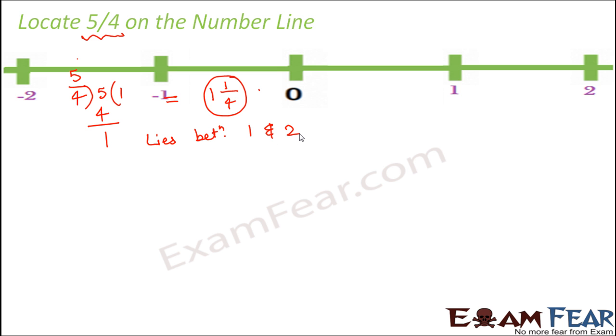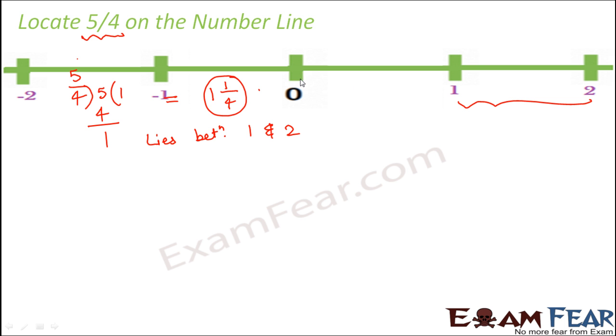So let us draw the number line. We have magnified the number line so that we can see this region between 1 and 2 more closely. So this is 1 and this is 2. Now we have to locate 5 by 4. So what are we going to do?